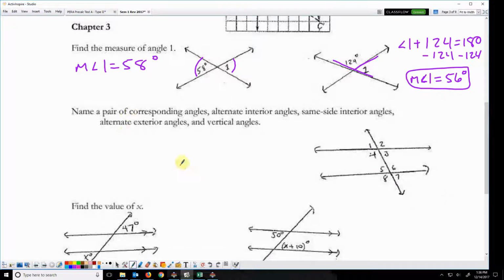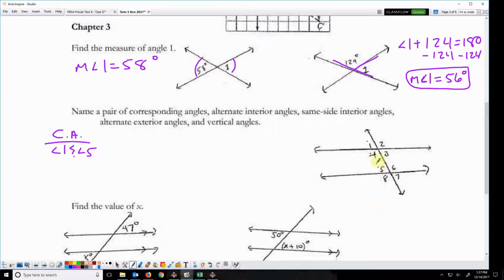Okay, first we'll do corresponding angles. Angles in a similar position. Angle 1 is top left up here. Angle 5 is top left here. So corresponding angles, angle 1 and angle 5. We'll name as many as we can.